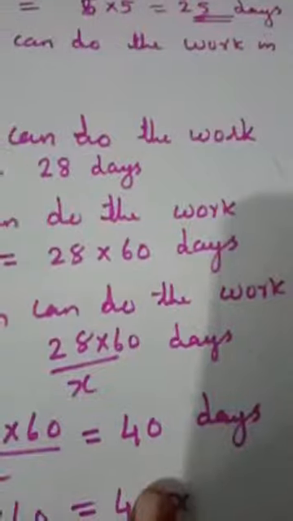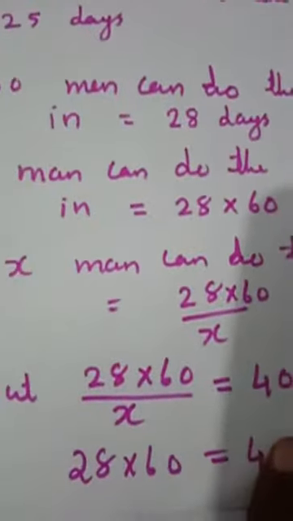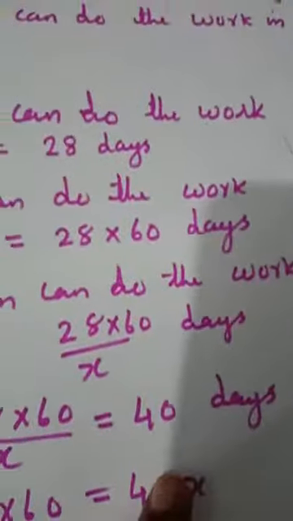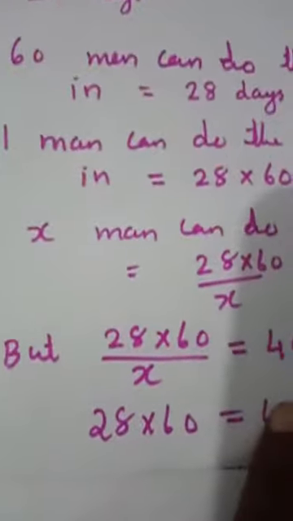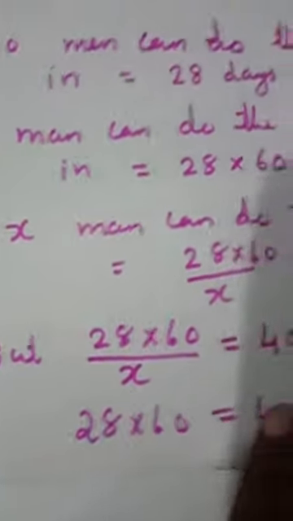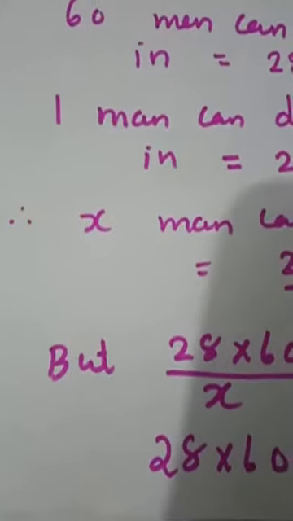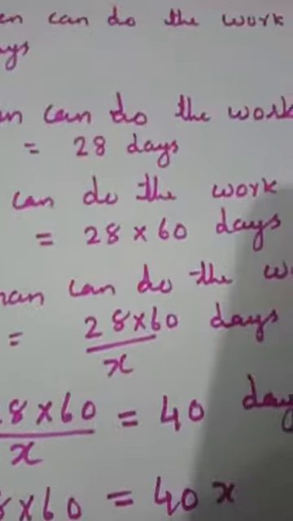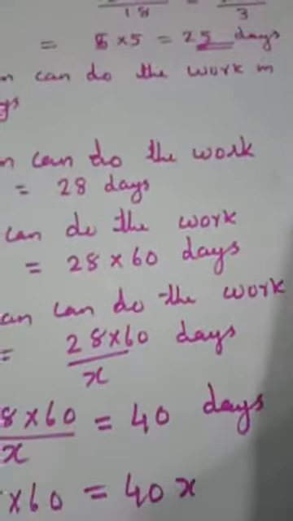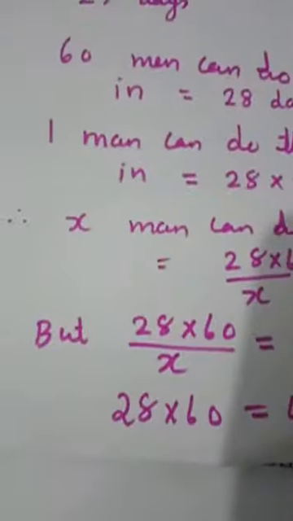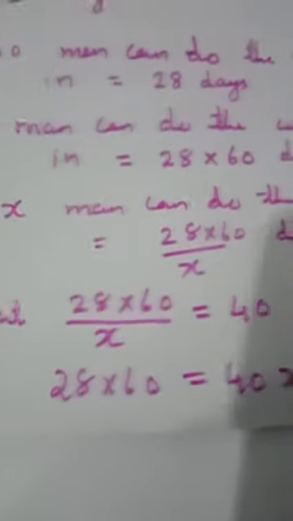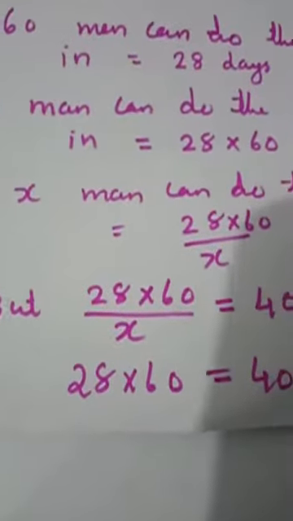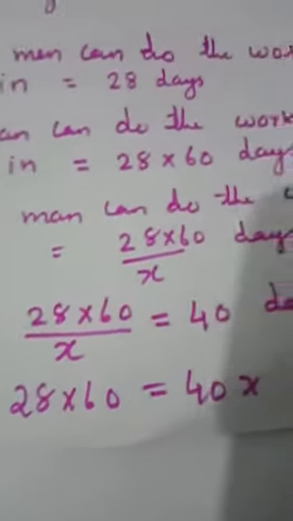Now X men can do the work. We don't know how many, so X men can do the work in 28 into 60 by X days. One man, 28 into 60. But 28 into 60 by X is 40 days. The days are given as 40 days. When we multiply 28 into 60 and divide by X, we will get 40 days.